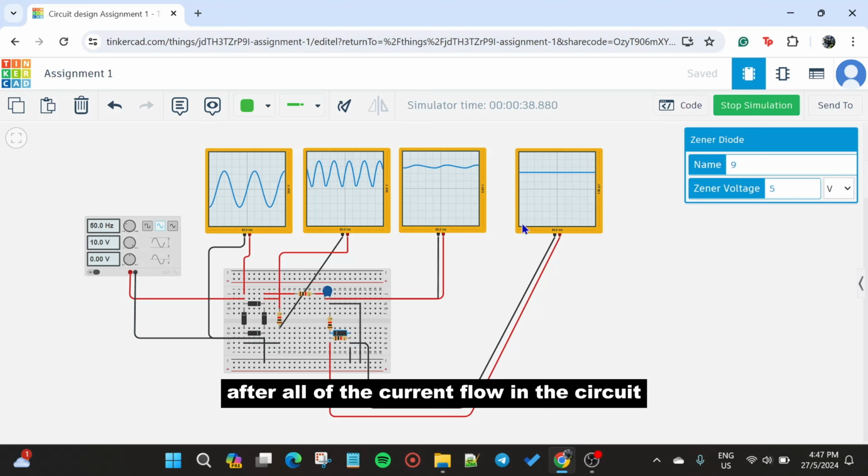After the current flows through all of the circuit, we can consider that the circuit succeeded in converting AC voltage to a DC voltage.